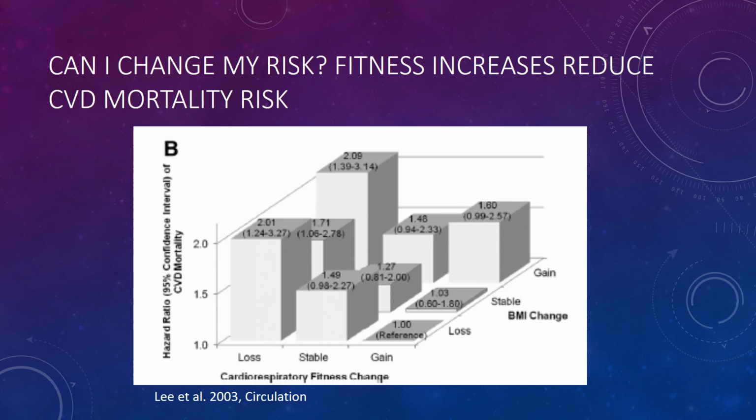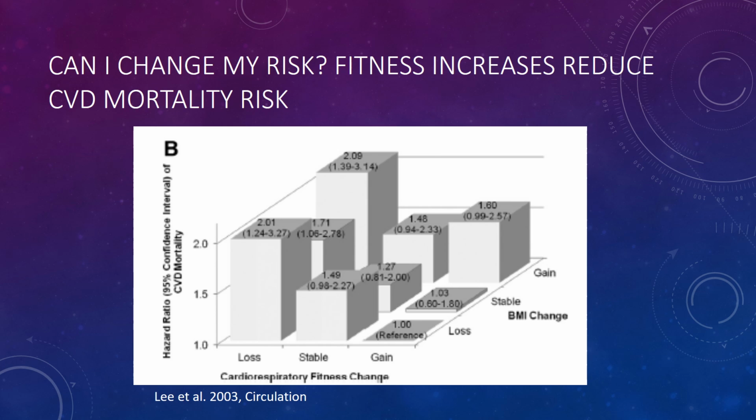There's a reference group here. It's on this diagram, in the bottom right-hand corner. It says reference. So what you see is people who, over time, either lost weight, kept their weight stable, or gained weight. That's represented by BMI change. And then you also see people who gained fitness, got more fit, or stayed the same, or lost fitness, became less fit.